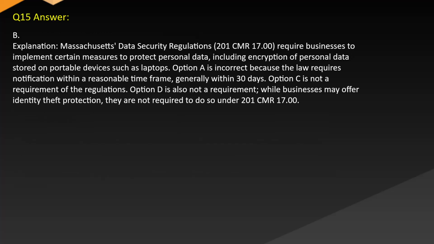Answer B. Explanation. Massachusetts data security regulations 201 CMR 17.0 require businesses to implement certain measures to protect personal data, including encryption of personal data stored on portable devices such as laptops. Option A is incorrect because the law requires notification within a reasonable time frame, generally within 30 days. Option C is not a requirement of the regulations. Option D is also not a requirement, and while businesses may offer identity theft protection, they are not required to do so under 201 CMR 17.0.